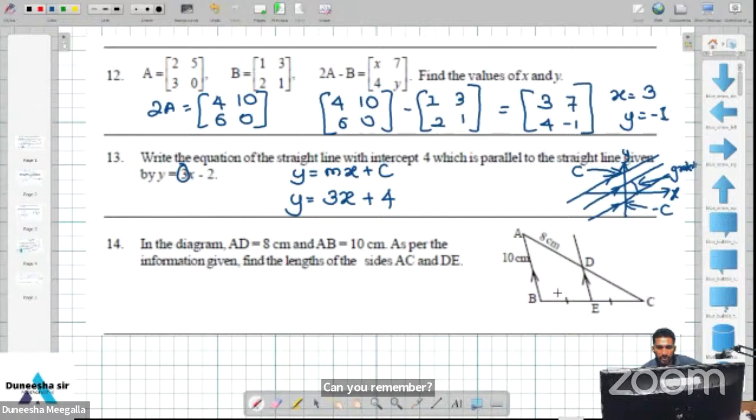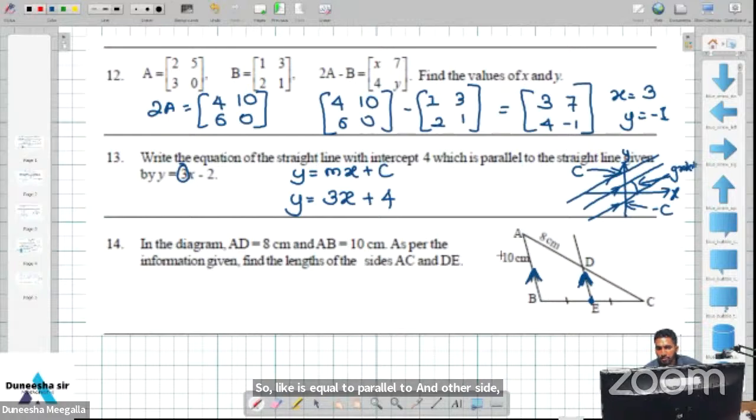If in a triangle, the midpoint of one side is connected to the midpoint of another side, then the line connecting the midpoints is parallel to the third side. Then what is it?